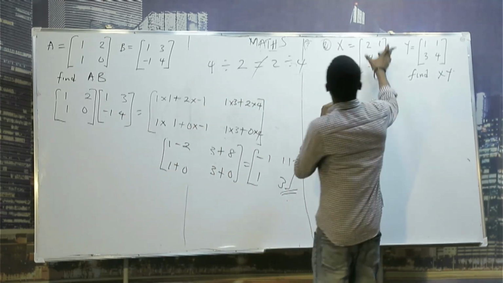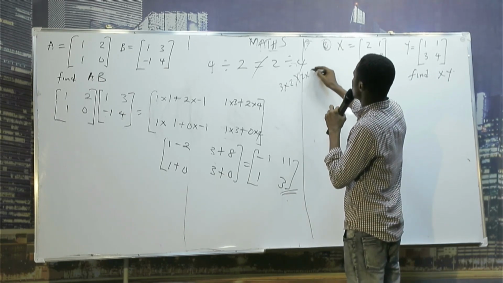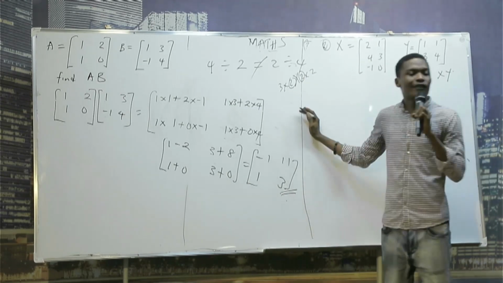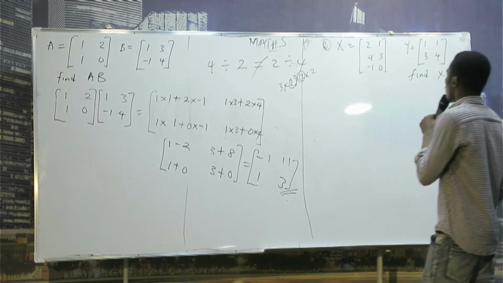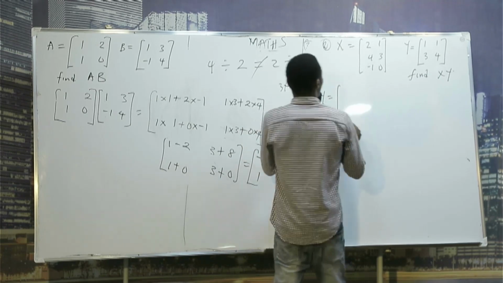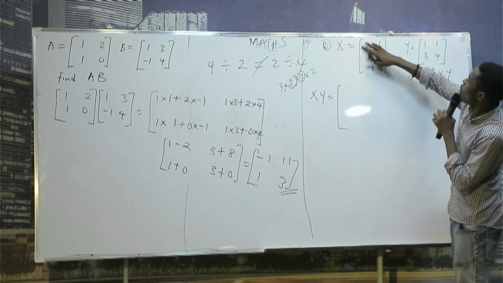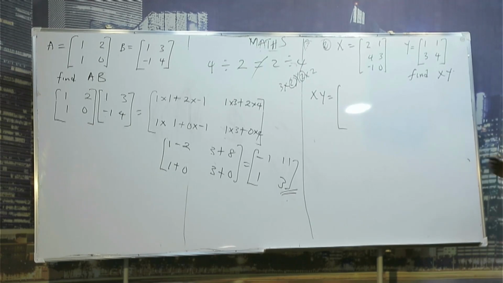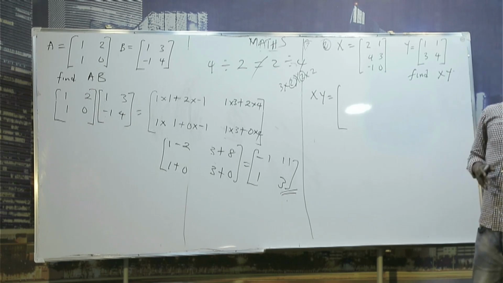How do we know it's possible? What is the order of this guy? 3 by 2. Multiplying a 2 by 2. So this and this are equal. What will be the order of the answer? 3 by 2. Let us get our answer now. So xy is equal to, class, we go row and column. Let's multiply, sharp. We'll multiply and get our answer instead of writing it like that, so that we save time.